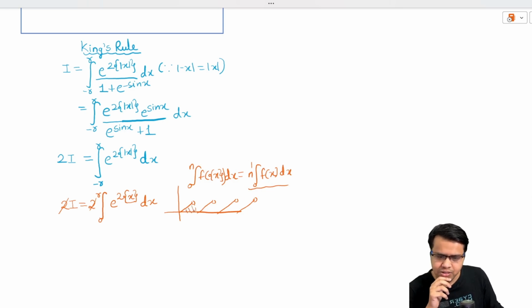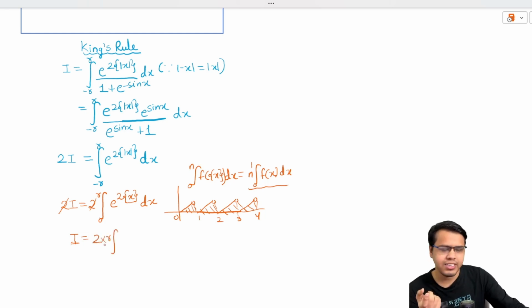This would make sense because if we somehow want to evaluate like this, all these areas are the same. Definite integration is nothing but the area. So all these are the same. So instead of calculating from 0 to 4, we can write 4 times the integration from 0 to 1. So I'm writing this only. So 2 becomes 2 times into r.